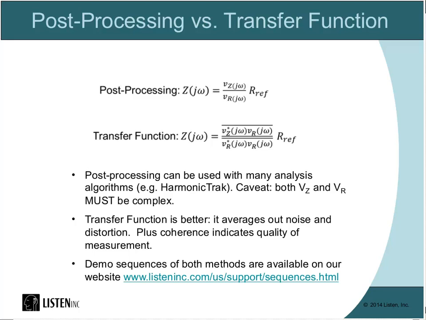The other advantage of the transfer function is there's a coherence indicator, which will tell you essentially about the signal-to-noise of the measurement. In a newsletter, we posted some example sequences using these two methods, as well as a write-up covering a lot of what I'll be talking about in the seminar. So you can get that on our website, and I suggest you go grab those if you haven't tried them.